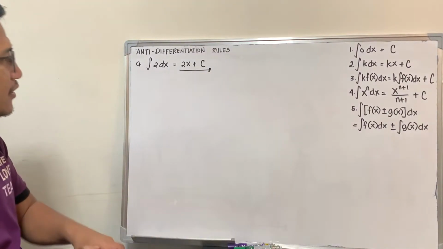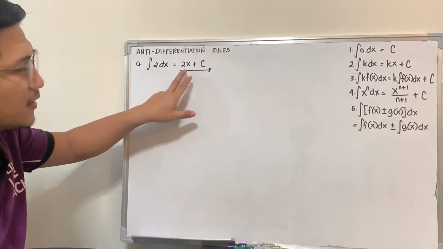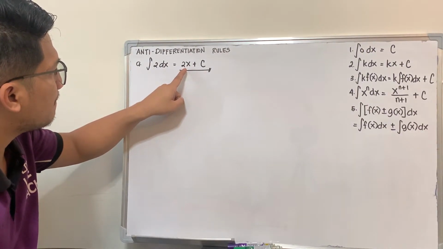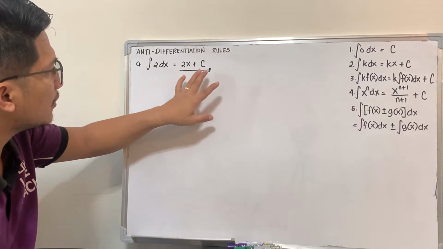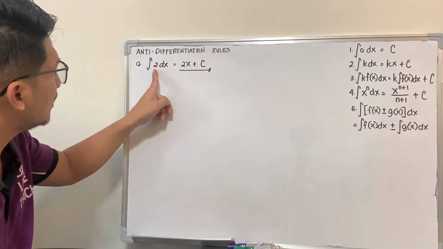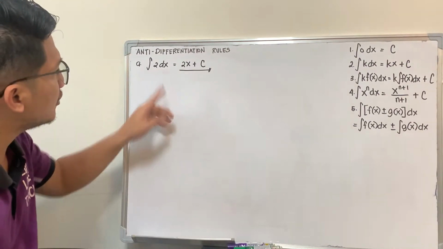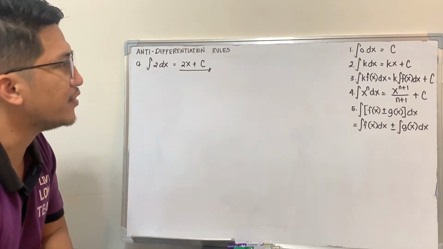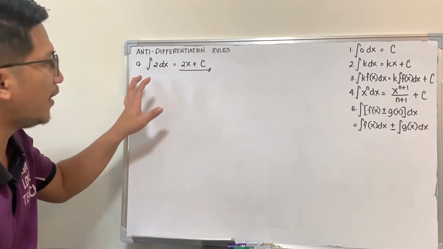Now if you recall, if we try to differentiate it, the derivative of this is 2 times 1 plus 0. Okay, the derivative of a constant is 0. So 2 times 1 is 2, which brings us back to the given. Okay, of course, from the term again, anti-differentiation. So that's it for letter A.